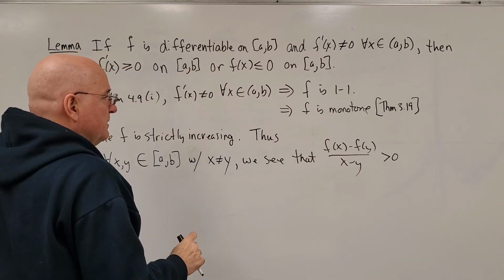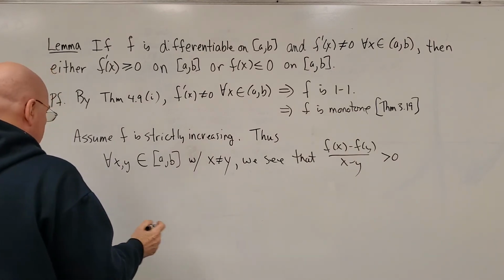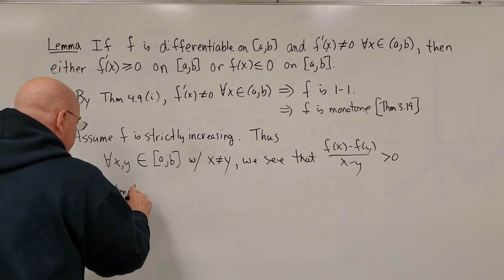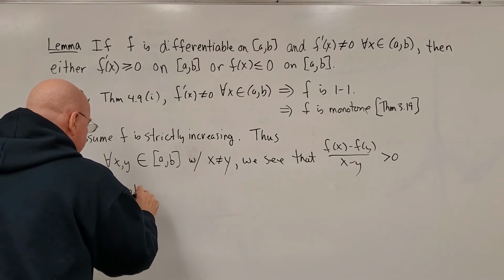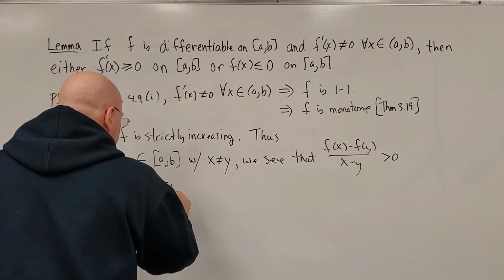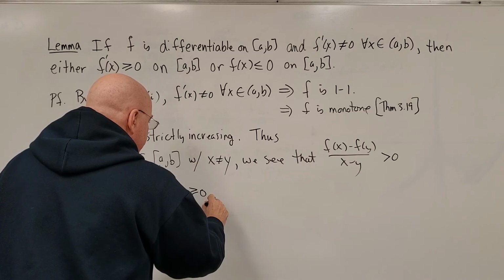So actually, we're almost done here. This implies that the derivative is greater than or equal to 0: f prime of x is greater than or equal to 0. That's the end of the proof.